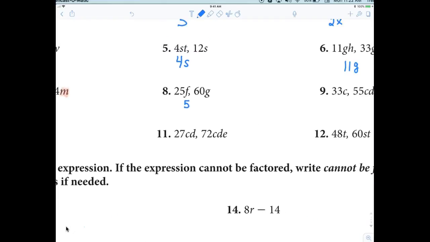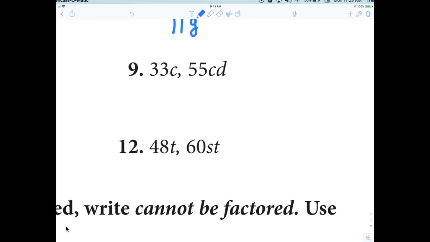All right, continue to pay attention. Now I'm on number 9. 33C and 55CD. Tell me, Sebastian. 11C.